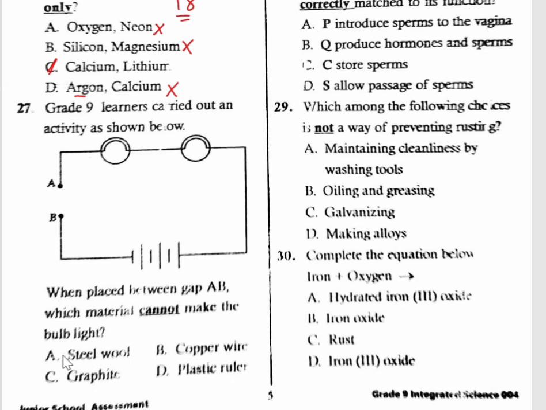Steel wool can make the bulb light. Graphite is a good conductor of electricity, can make it light. Copper wire, a very good conductor of electricity, can make the bulb light. What about the plastic ruler? So the answer is D. Plastic is not a good conductor of electricity, and the bulb does not light, and therefore the answer is D. Let us continue to question number 28.